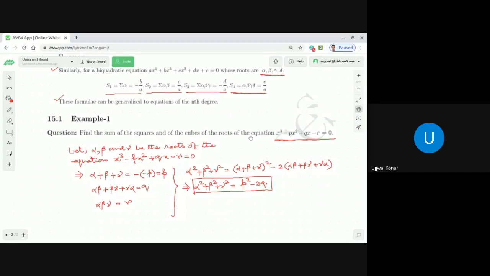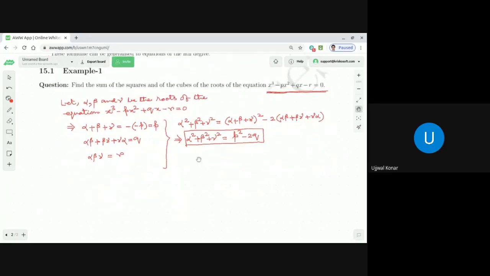Now, the next question is what? Next question, you need to find the sum of the cubes of these roots, means alpha cube plus beta cube plus gamma cube. How can you do it? You can think of that a cube plus b cube plus c cube formula and apply it, or you can think of a different approach.